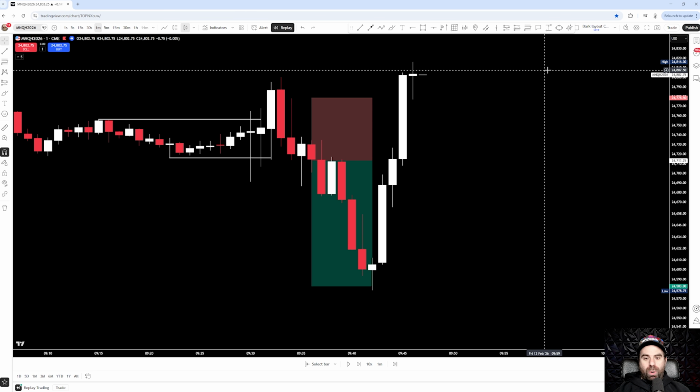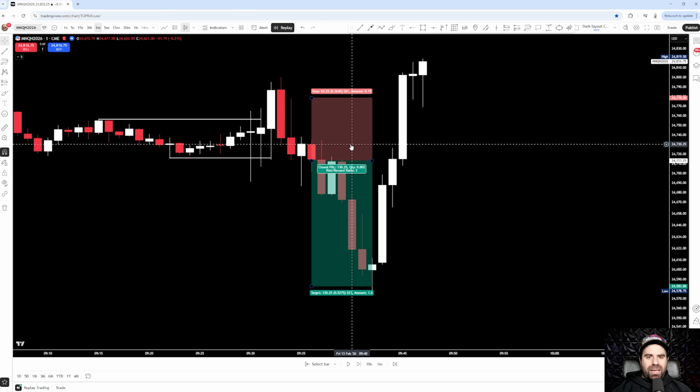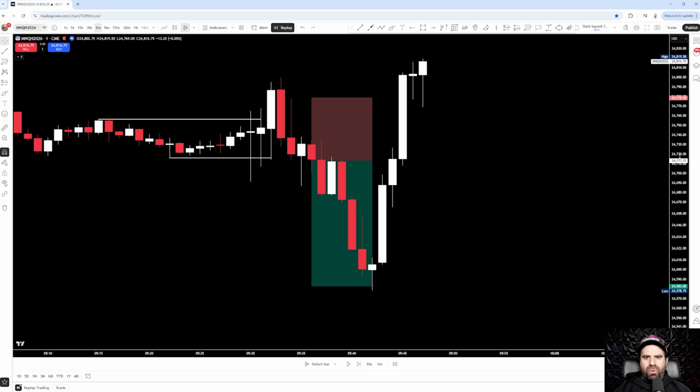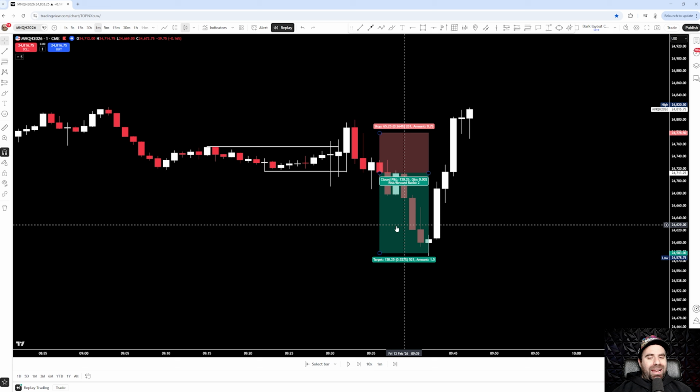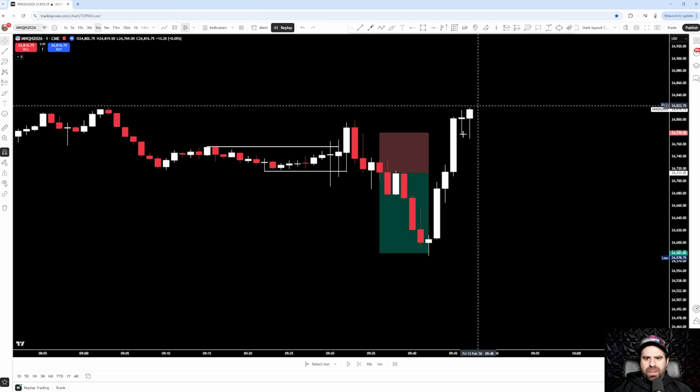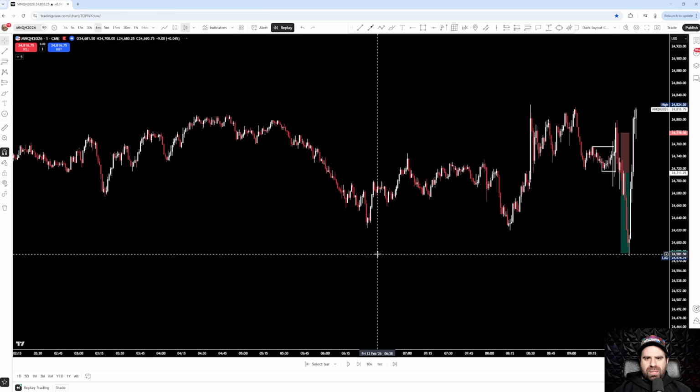There you go. Wow, this is marginal, but we did hit our take profit. You can also go for less reward to risk. Okay, and then price moves in the opposite direction.